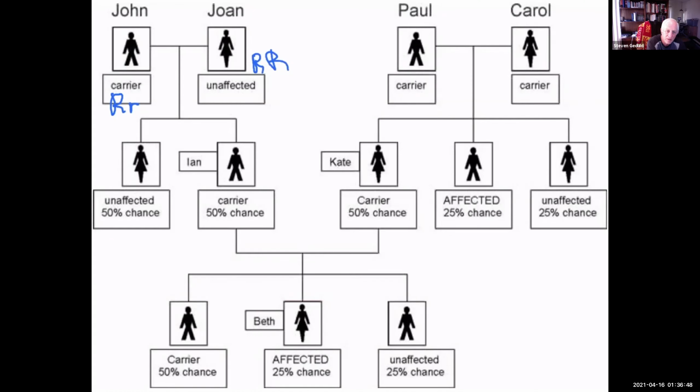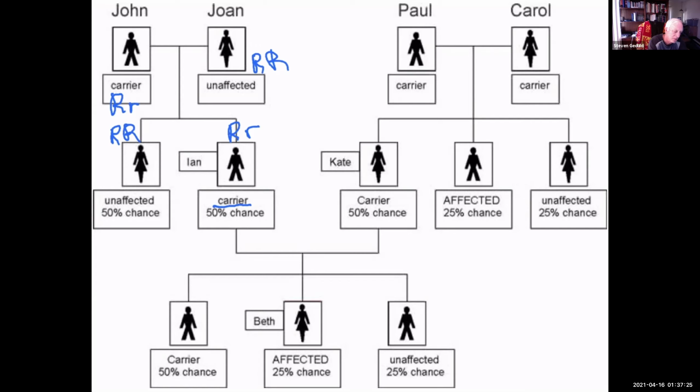They have a baby. Some of the babies will be unaffected, which means they'll get a big R from John and a big R from the mom, Joan. And some will get a big R from the mother and a little r from John. Now that person is a carrier. And it's a 50-50 split. 50% will have no problem whatsoever, not even the recessive gene. 50% will be a carrier for the recessive gene.